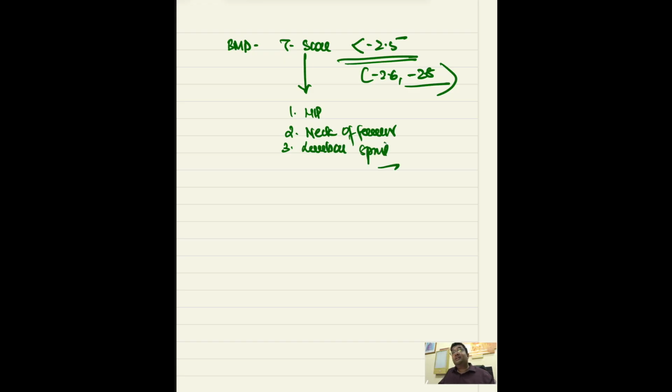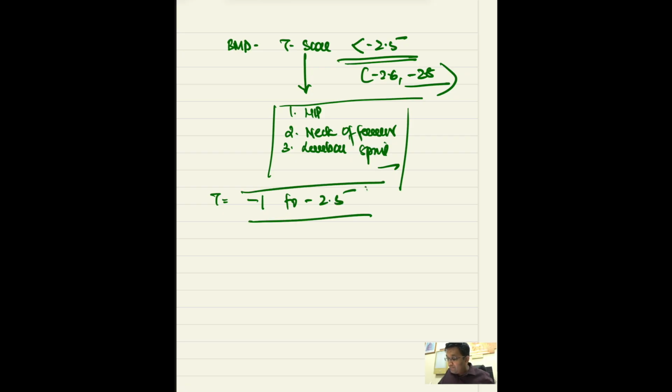So a T-score less than minus 2.5 is osteoporosis right away. This cutoff is for osteoporosis, while if there is osteopenia, that is a T-score of minus 1 to minus 2.5, what do we do at that time? At that time we calculate the FRAX, which is the fracture risk assessment score or tool.